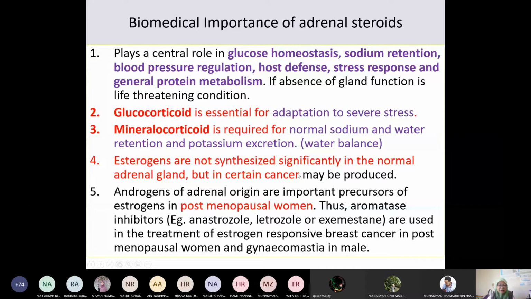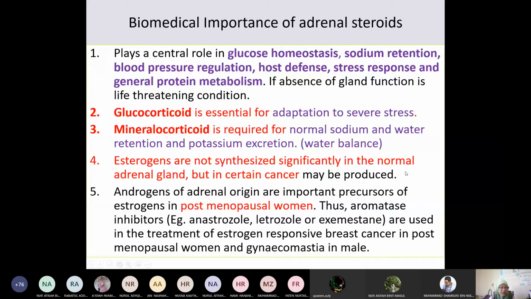Estrogens are not synthesized significantly in the normal adrenal glands, but in certain cancers they may be produced. Bear in mind that sometimes the plasma estrogen level is high and feminization symptoms occur if the person has a certain cancer. For example, some lung cancers also produce estrogens in the wrong place. So you may also find it, okay?